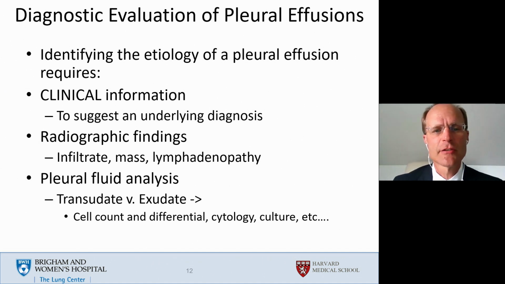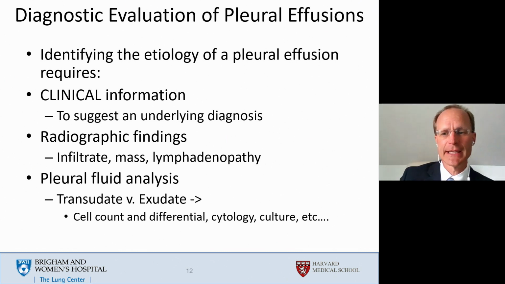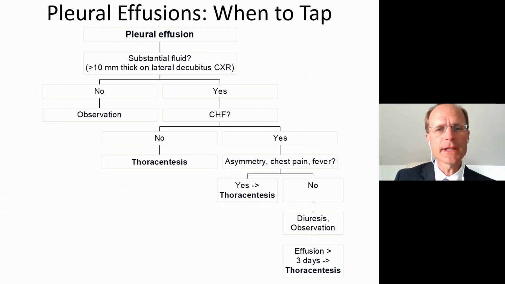The diagnostic evaluation of a pleural effusion, although we focus on pleural fluid analysis, and I certainly want to encourage pleural fluid analysis, is a comprehensive approach that takes into account the clinical information on the patient, as well as associated radiographic findings, such as infiltrate, mass, or lymphadenopathy, nicely demonstrated in our endobronchial mass or endobronchial occlusion trapped lung case. We should err on the side of tapping pleural effusions if it is safe procedurally. And if the effusion is tiny, or less than 10 millimeters on a lateral decubitus film, then observation is reasonable.